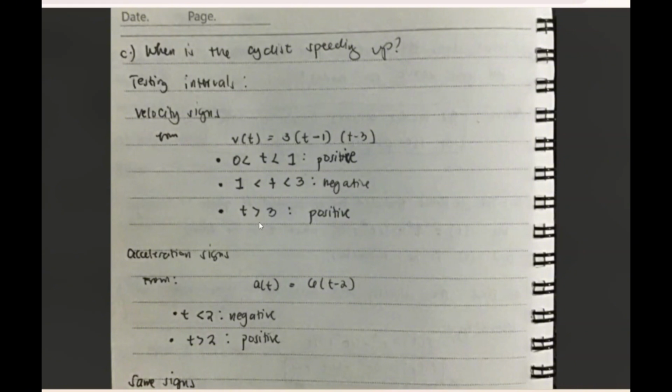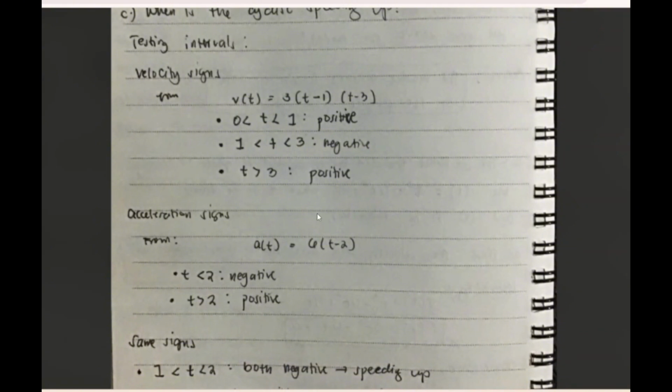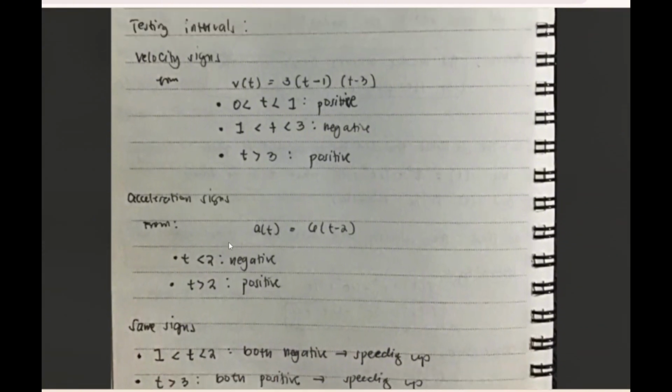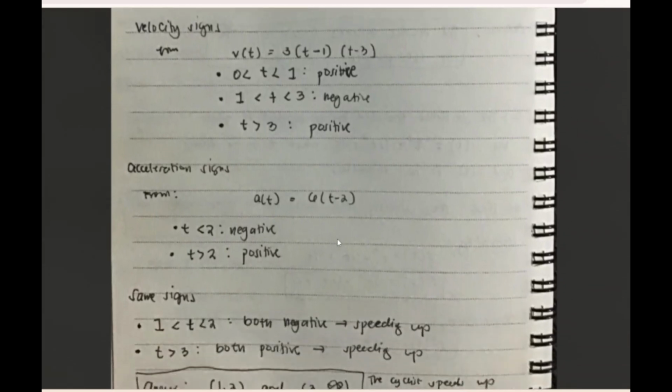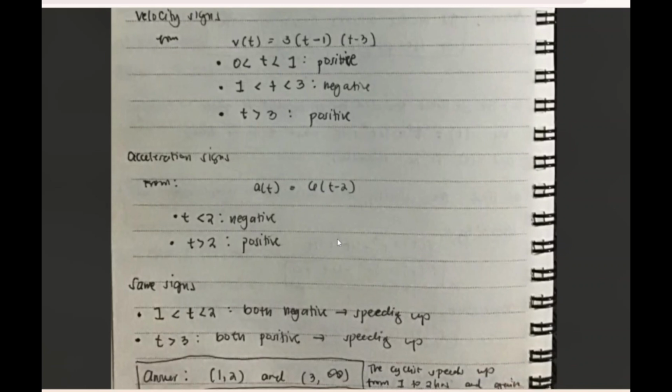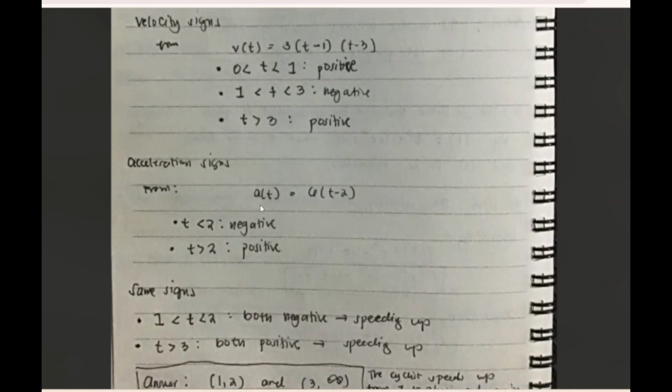So let's try to plug in a number that is greater than 3. Let's try 4. So 4 minus 1, that is 3, which is positive. And then 4 minus 3, that's 1, which is positive. Now, positive times positive, that is positive. Now let us test the signs for acceleration. Here, given a of t equals 6 times t minus 2, we have just factored the function for the acceleration. So when t is lesser than 2, let's try 1, that's negative. And when t is greater than 2, let's try 3, that's positive.